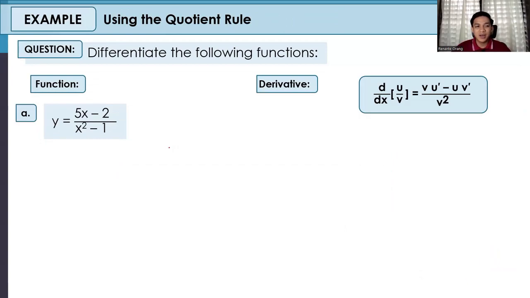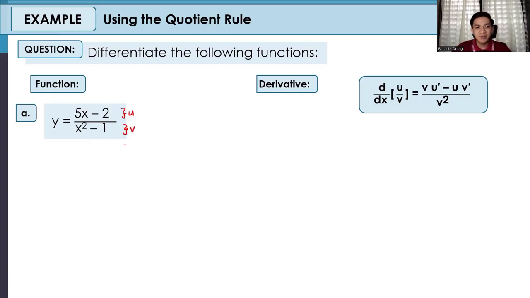Let us have our example. Y is equivalent to 5x minus 2 divided by x squared minus 1. As you can see with our example, class, hindi to masisimplify. So wala tayong choice but to use our quotient rule. So ulitin natin yung formula, that is the derivative with respect to x of our u divided by v is equivalent to v multiplied by the derivative of our u minus u multiplied by the derivative of our v, that is all divided by v squared. So determine natin dito, this will be our u, and yung denominator natin will be our v.